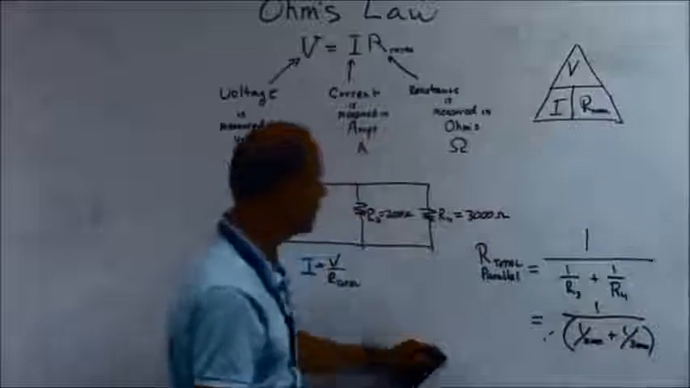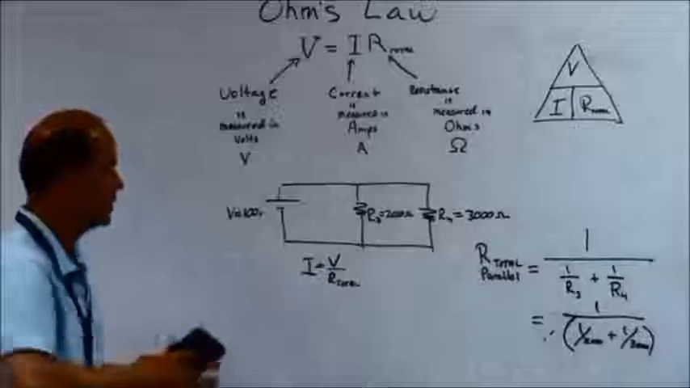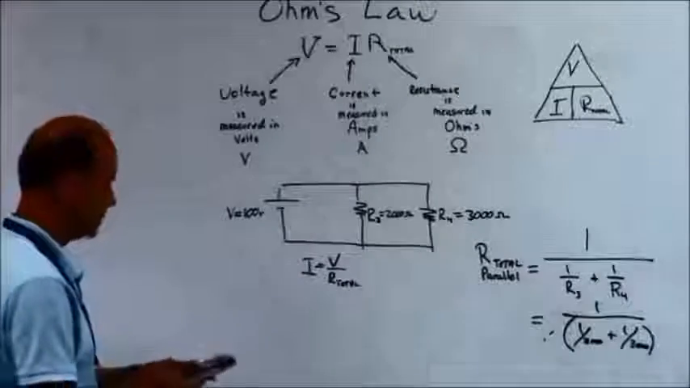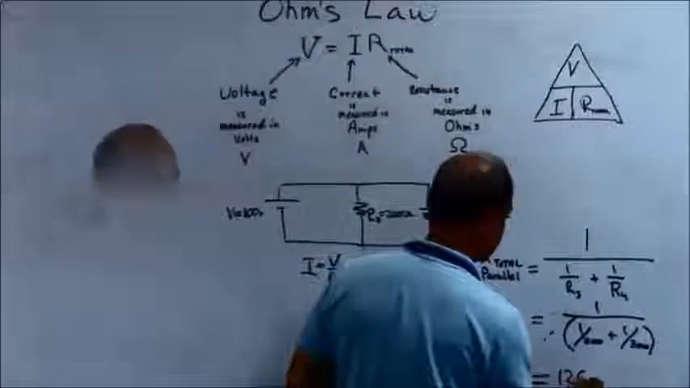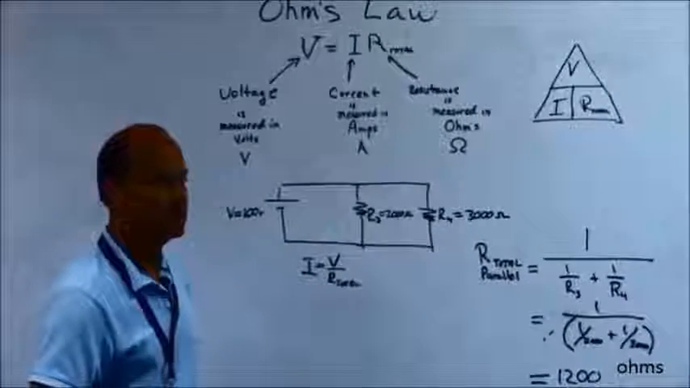If you're doing it in your calculator, you might want to use those parentheses so that you make sure that it gets the right order of operations. So our total parallel, did you get 1,200? Anybody else get 1,200? Okay, got 1,200? Good. All right, so these are doable.